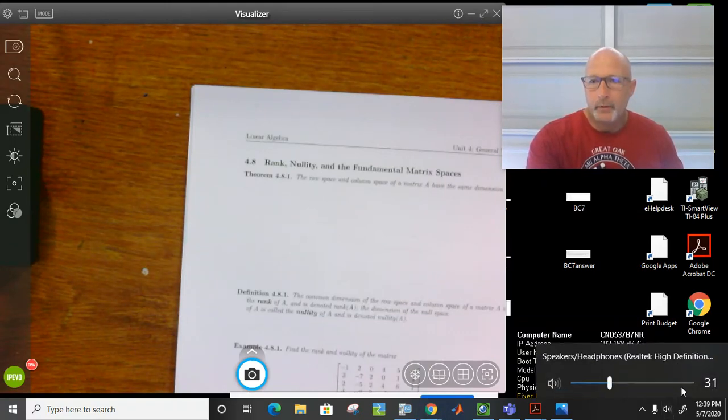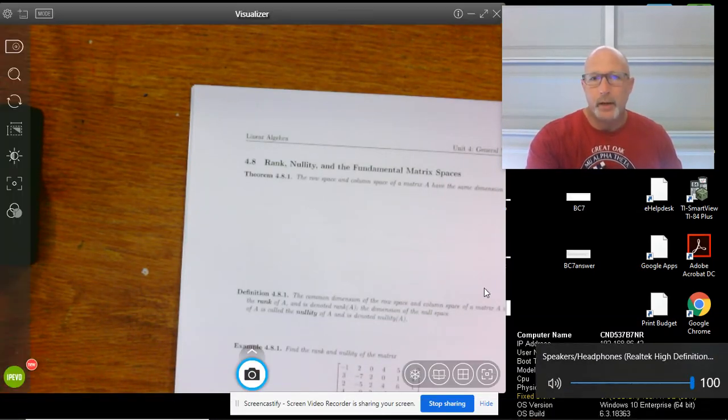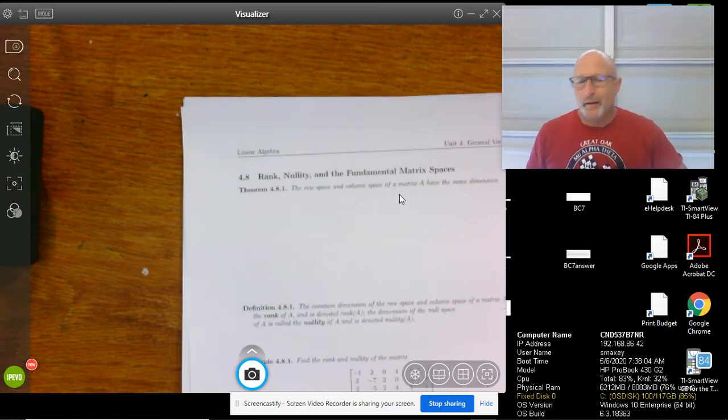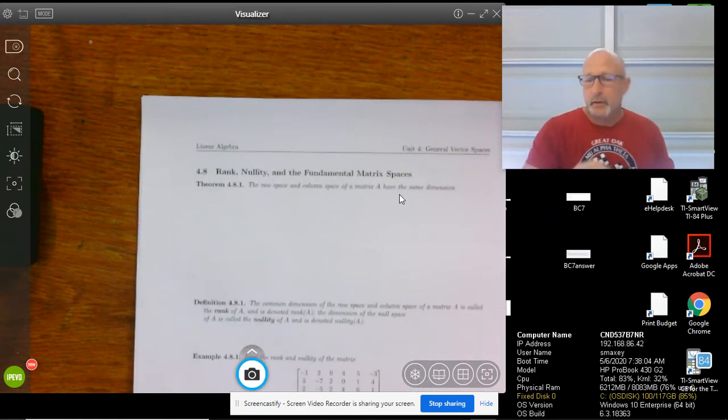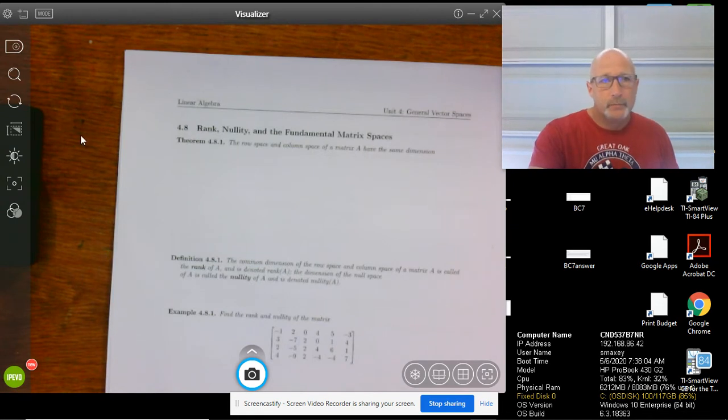Okay, so hi everybody. Today we're going to start on section 4.8, which has to do with rank, nullity, and fundamental matrix spaces. Okay, so we'll just jump right into it.